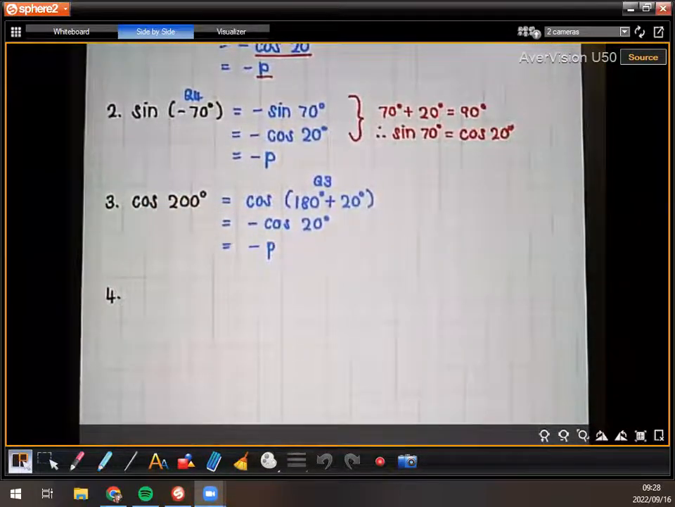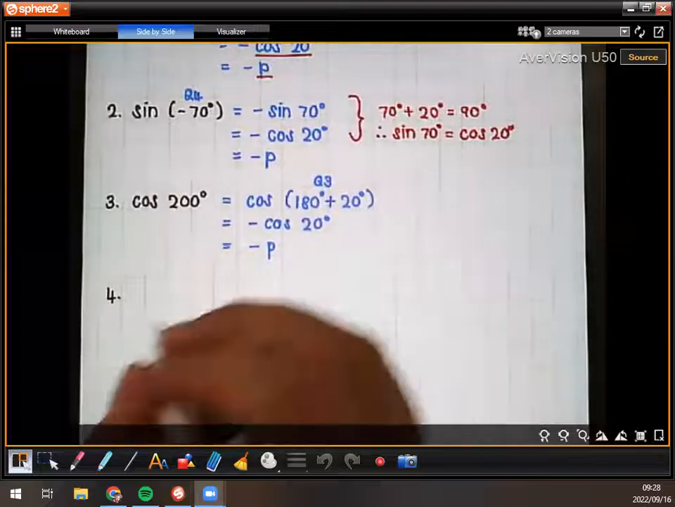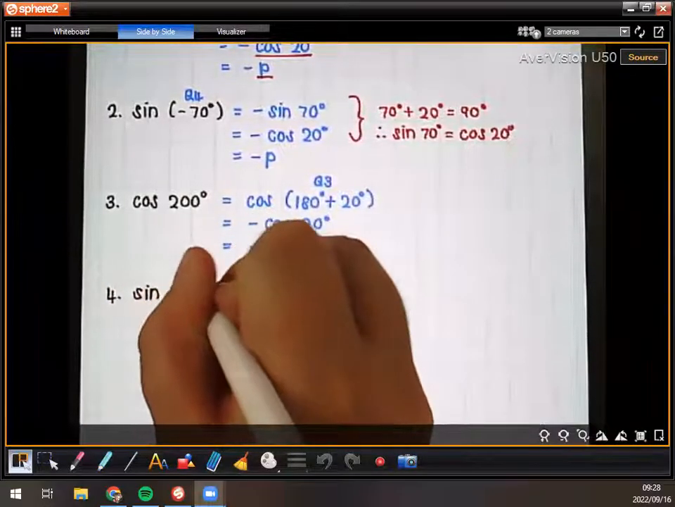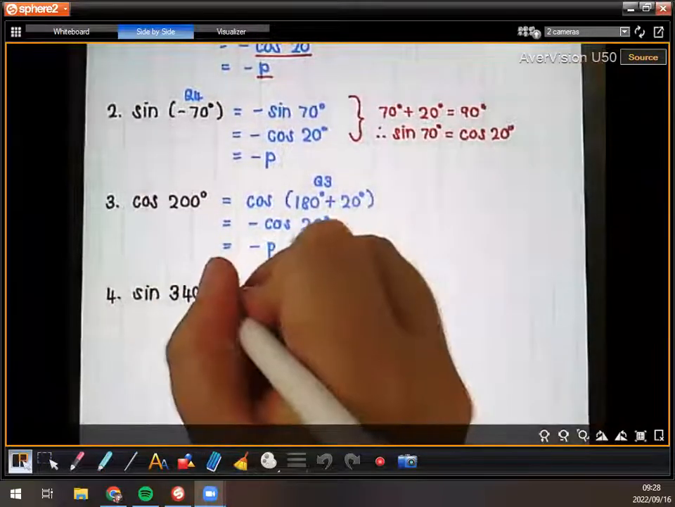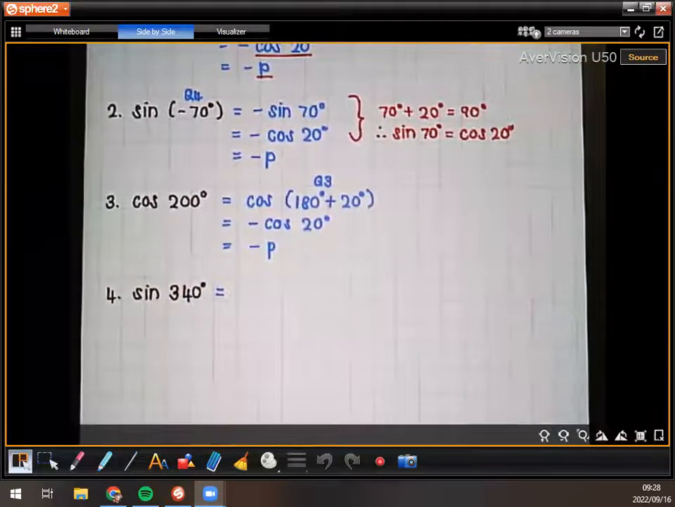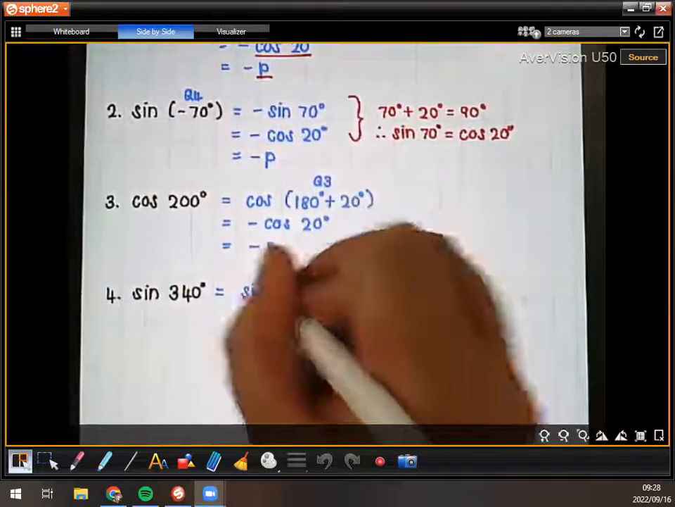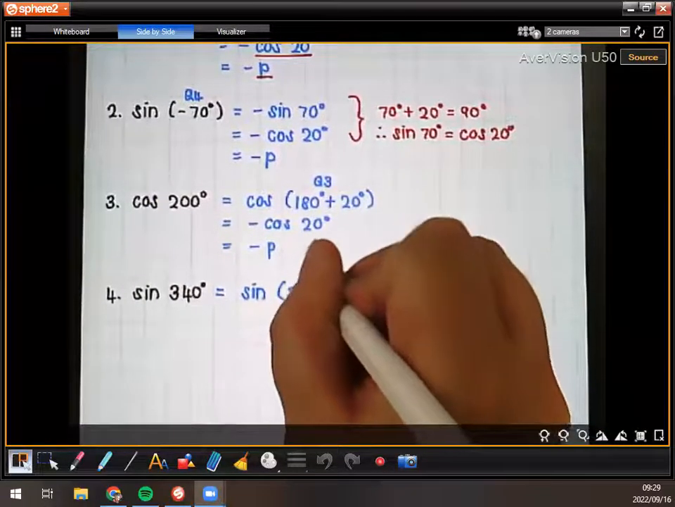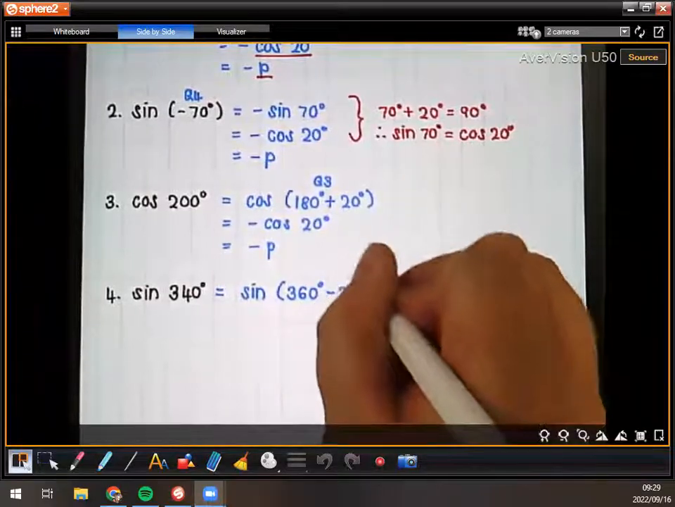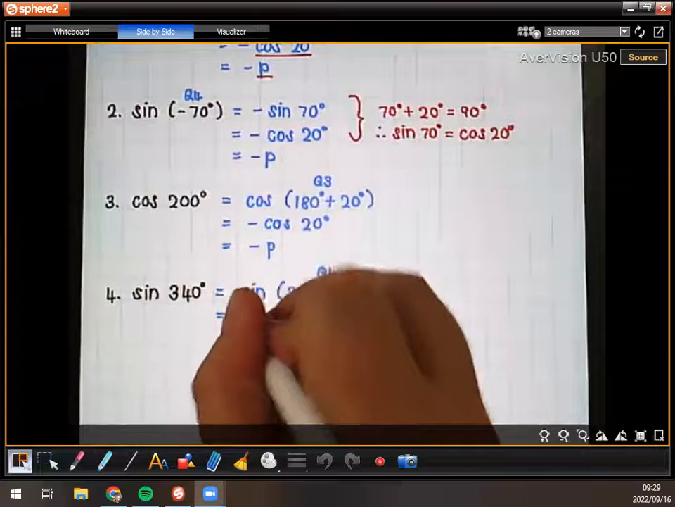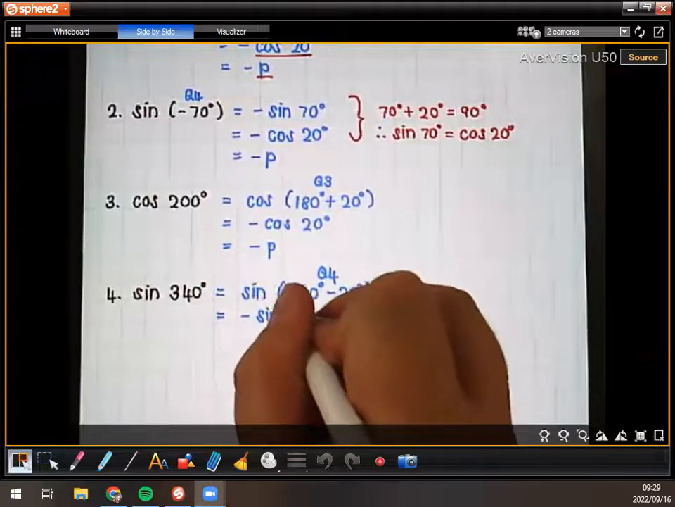We've got 3 so far, guys. Now for the next one, they're asking us for sine of 340 degrees. 340, how can I write that again? 360 minus 20. Which quadrant is that? Quadrant 4. What is sine in the fourth quadrant? Negative. So we have negative sine 20.